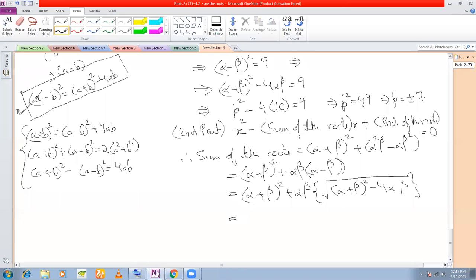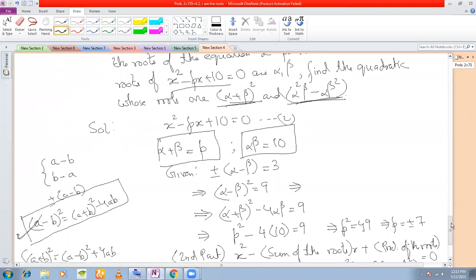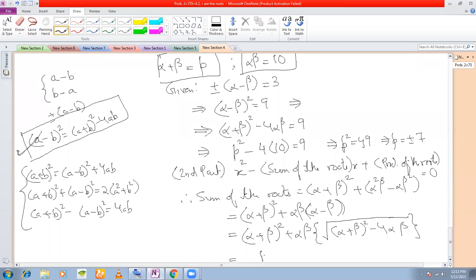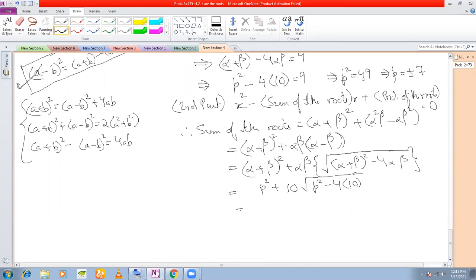So now this becomes, put the values now. What is alpha plus beta? p square plus alpha beta here is 10. And then you have root over of p square minus 4 into 10, right? This is what you have, p square plus 10 root p square minus 40. This is what you are getting.